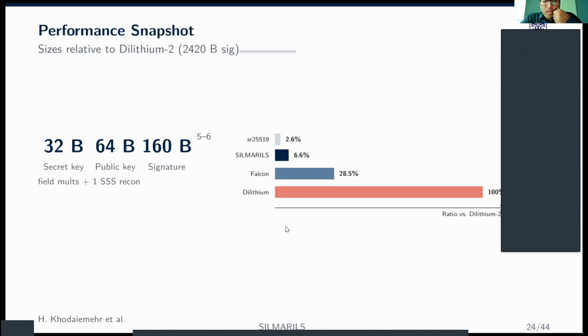And stepping back for a moment, here is what that buys you in size. It gives you a 32-byte secret key, 64-byte public key, and 160-byte signature. And that's roughly 6.6% of the Dilithium signature. And also the verification cost is very reasonable compared to other signature schemes.